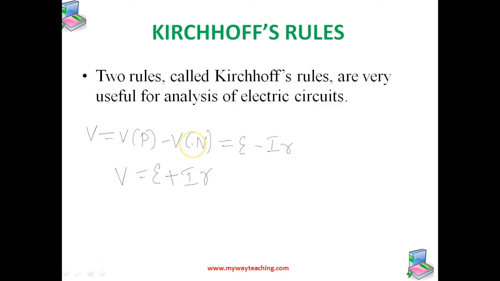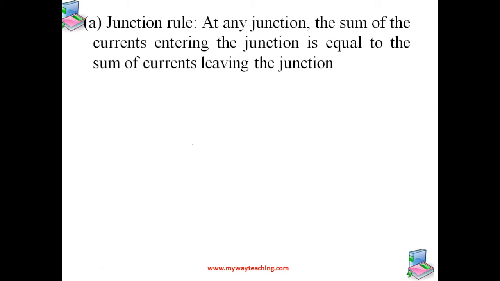So now let us see the Kirchhoff rules. The first rule is the junction rule. What is this junction rule? At any junction, the sum of the currents entering the junction is equal to the sum of the currents leaving the junction. So this is a very simple rule. This applies equally well to a junction of several lines.